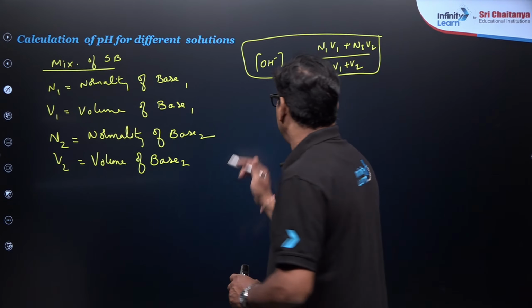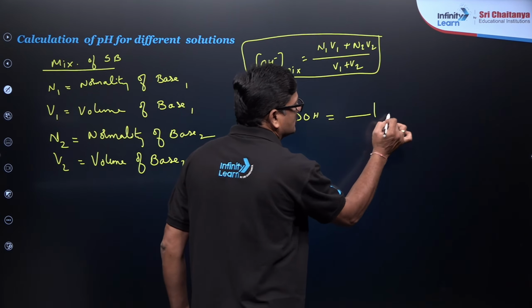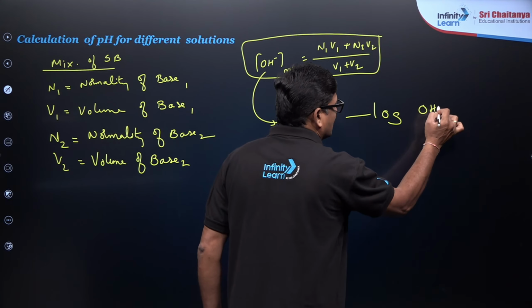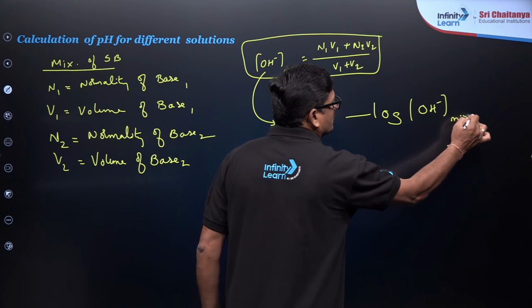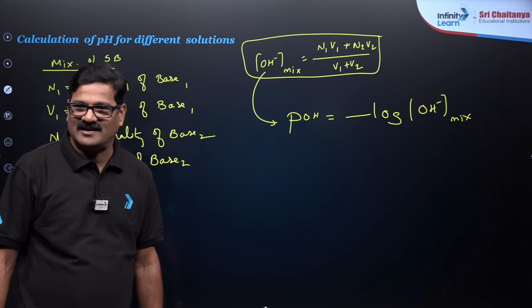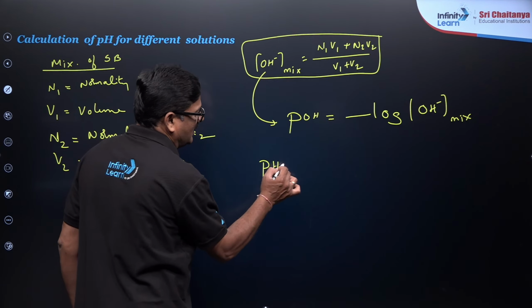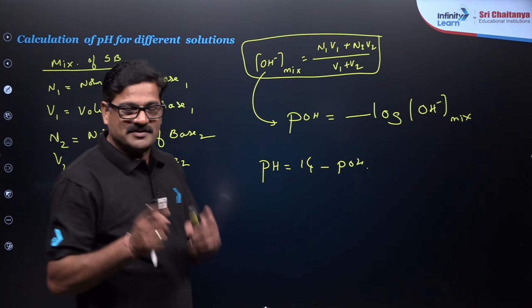Mind it. So using this, calculate pOH, which is equal to negative log of the OH minus ion concentration of the mixture. Right? Like a strong acid. Yes, exactly beta, I appreciate your involvement. And its pH is equal to 14 minus pOH. That's all there is.